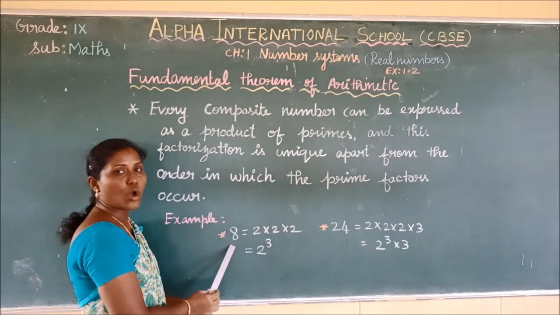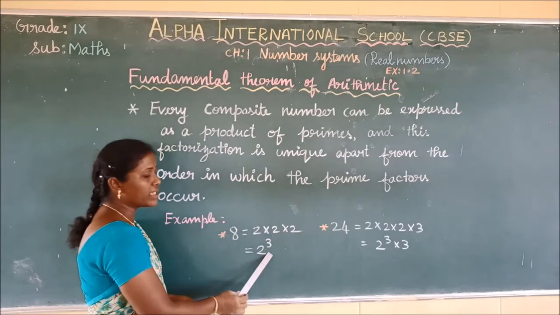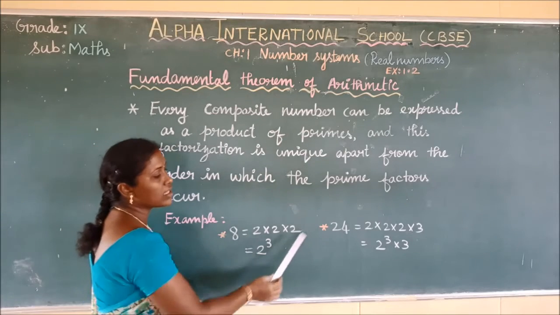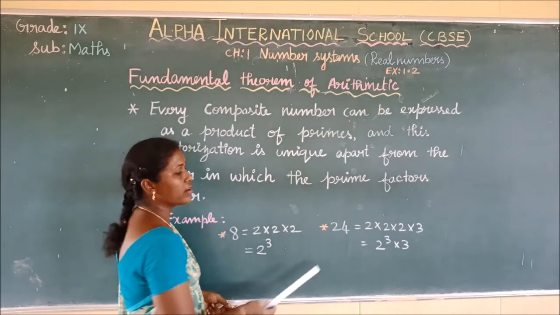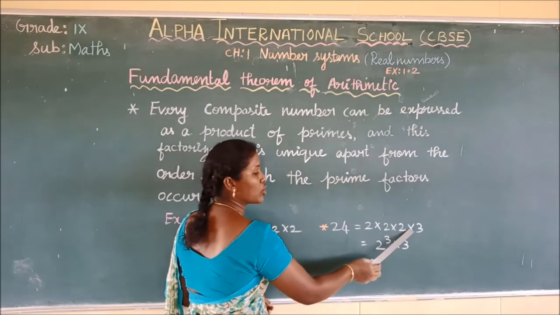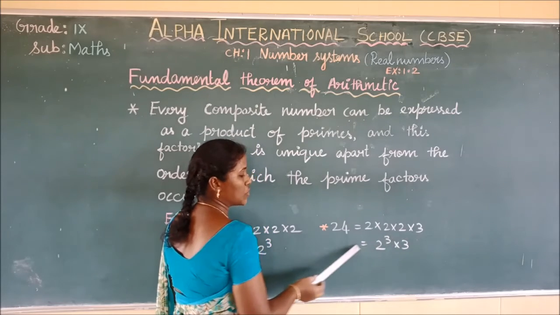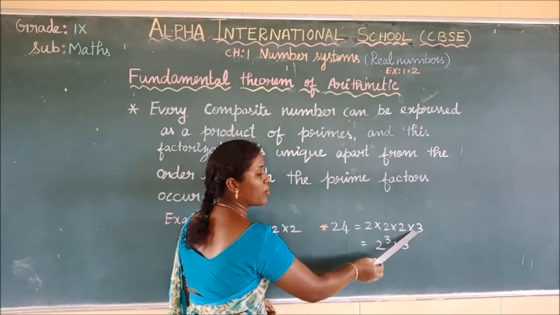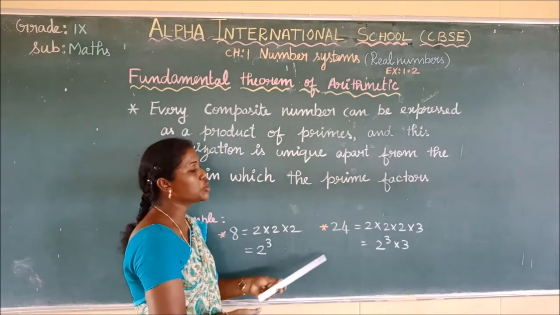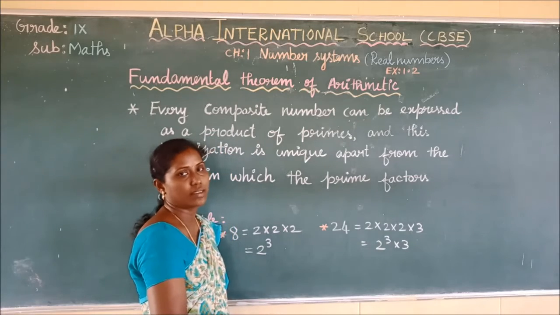Here a composite number is expressed as a product of primes, so we can write it as 2 cube. See the other number, 24. 24 is a composite number. If I do the prime factorization for this composite number, we have 2 into 2 into 2 into 3. So this composite number can also be expressed in the form of primes using the numbers 2 and 3. So we can write it as 2 cube into 3.